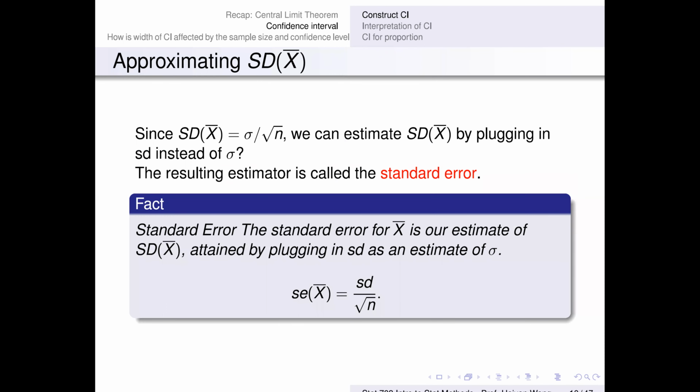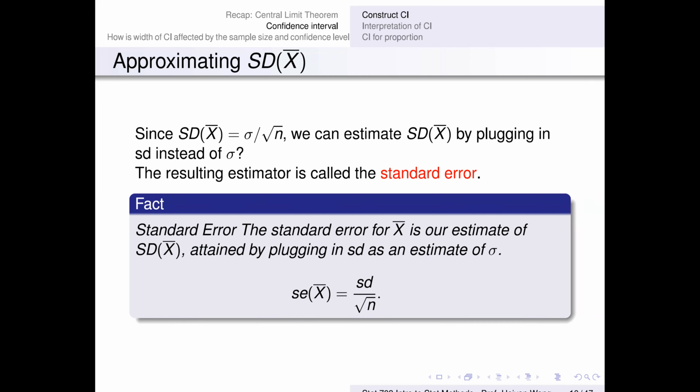So earlier we mentioned that the sample standard deviation can be used to estimate sigma. Therefore, the standard deviation of X bar, which is sigma over square root of n, can also be estimated by plugging in the estimate of sigma, which is the sample standard deviation. This SD is the sample standard deviation, divided by square root of n. SD can be computed from the data.